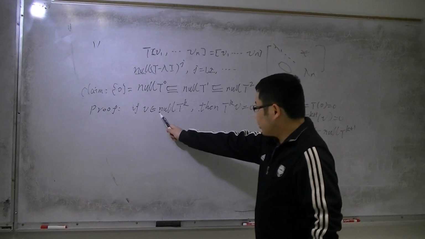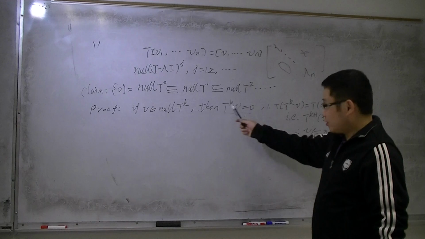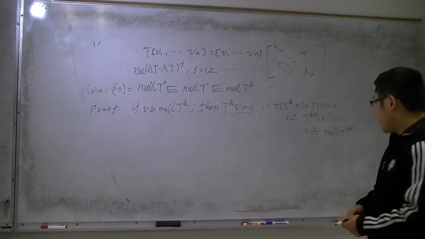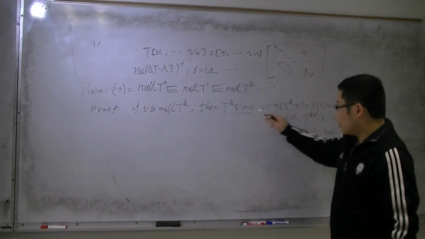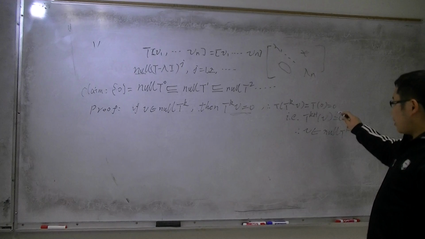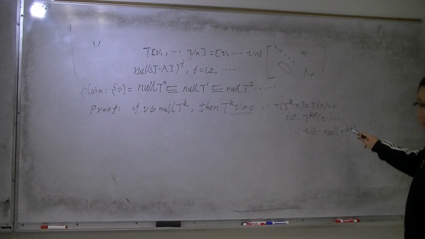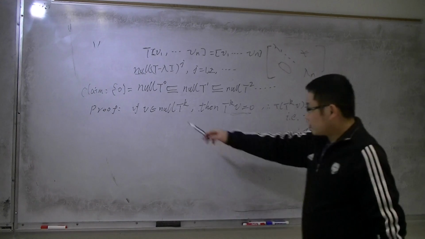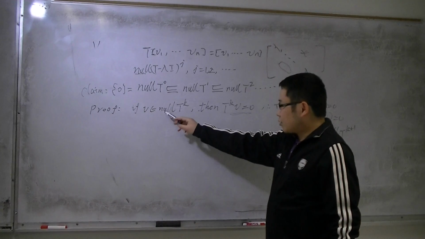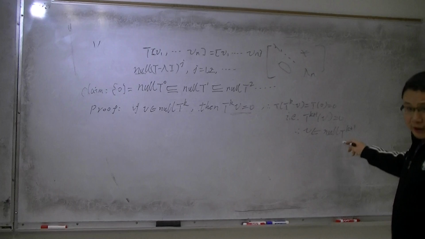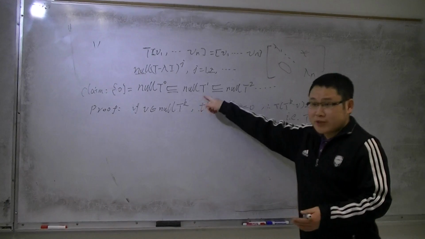First, if v belongs to null T^k, then it satisfies this condition. Because this is 0, applying the operator T gives this, which is equal to 0. So v belongs to the null space of T^(k-1). All the null space of T^k also belongs to the null space of T^(k-1), so this is proved.